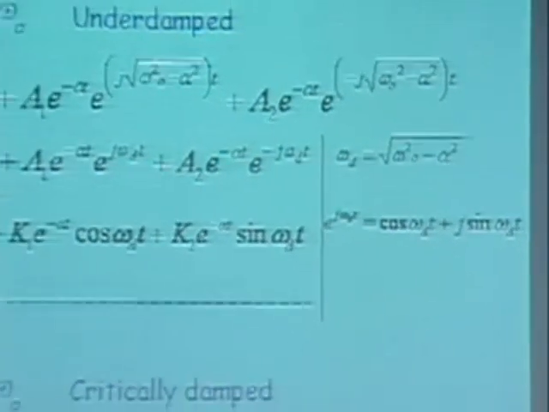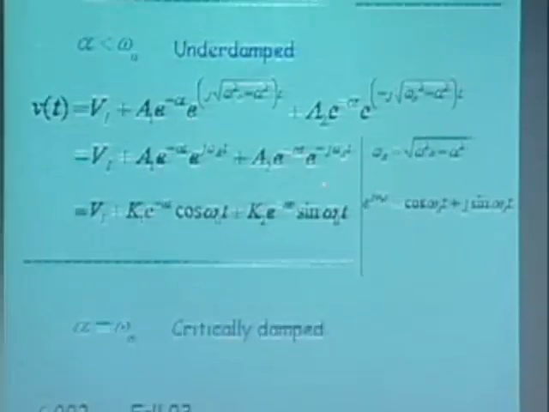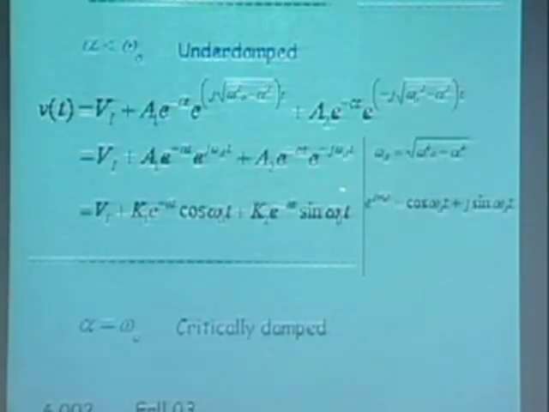So once I replace this in terms of a cosine and a j sine, and then collect all the coefficients together, I get an equation of the form V_I plus some constant e to the minus alpha t cosine plus some constant e to the minus alpha t sine. Remember the sines and cosines are coming out, but because of my R, I'm getting this funny e to the minus alpha here. So I'm getting sums of sines and cosines, and k1 and k2 are some constants which I will need to determine from my initial conditions.